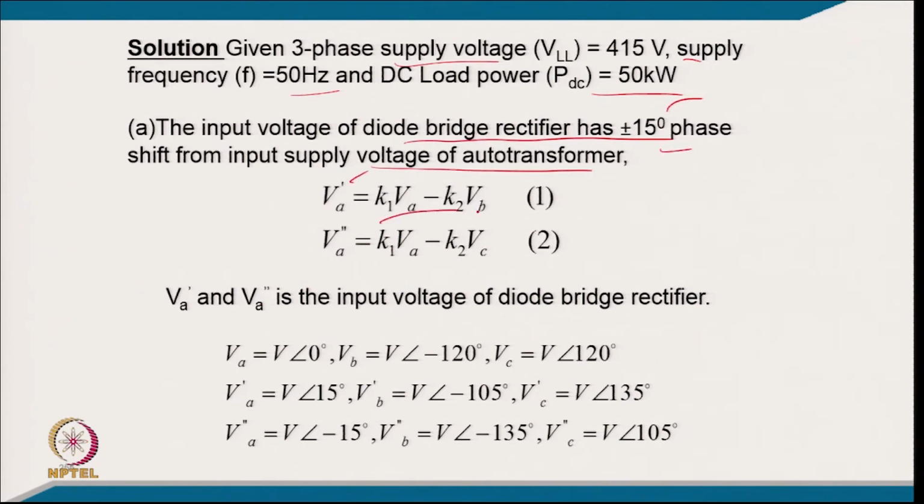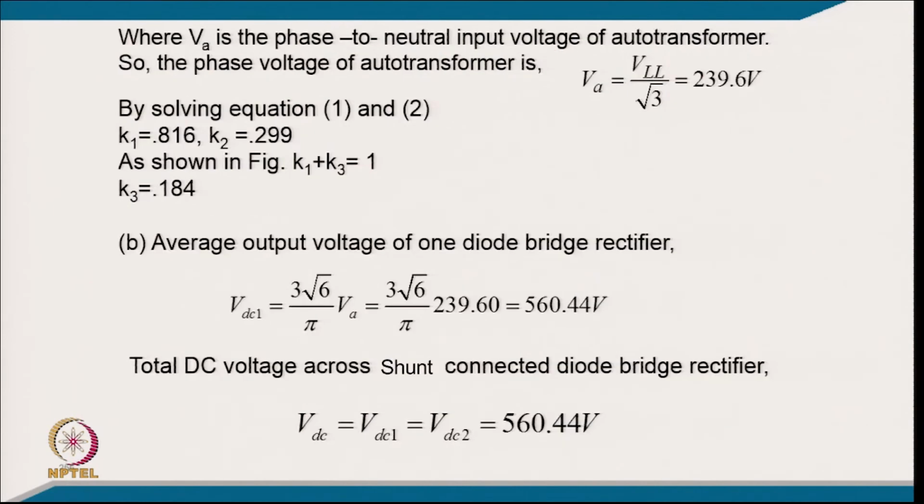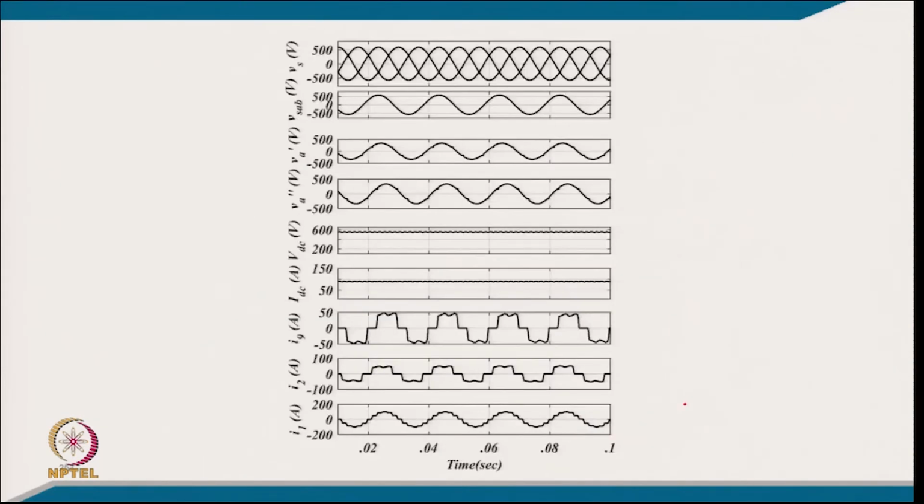So, for that you can have a relation to get these constants K1, K2 for the winding. These are the 3 sets of voltage: the original, and the 2 phase shifted by plus 15 degree and minus 15 degree. Then, putting the values for these voltages, you can find out the constants K1, K2 which provide the plus minus 15 degree phase shift, and you get the value of K3 also. Typically the DC link voltage is equal for both the bridges.